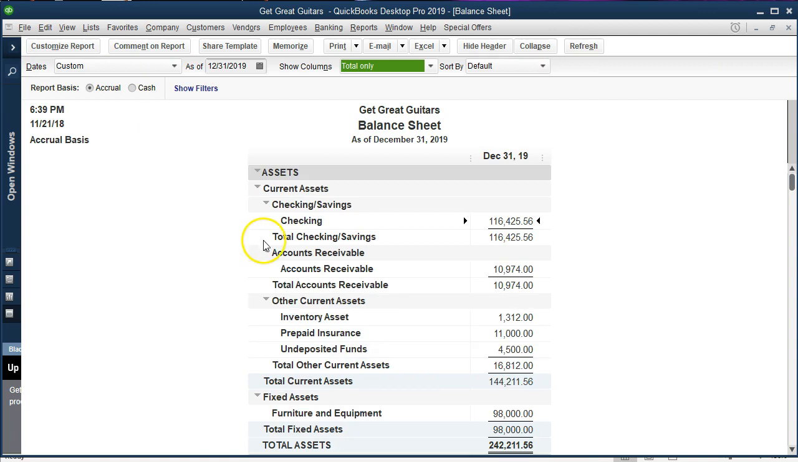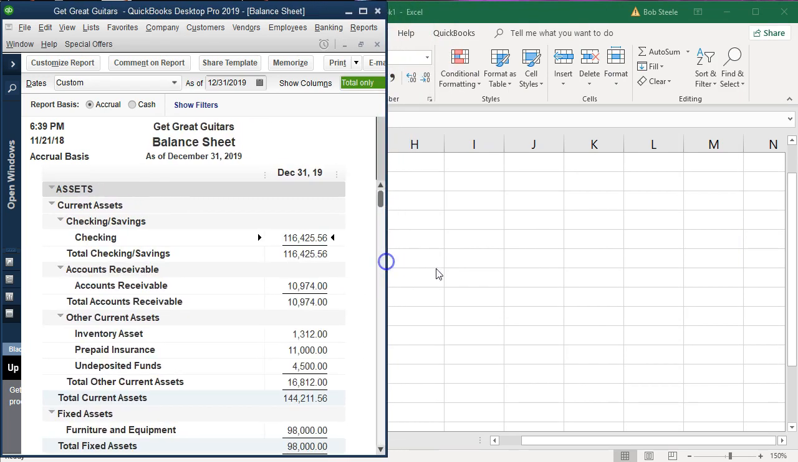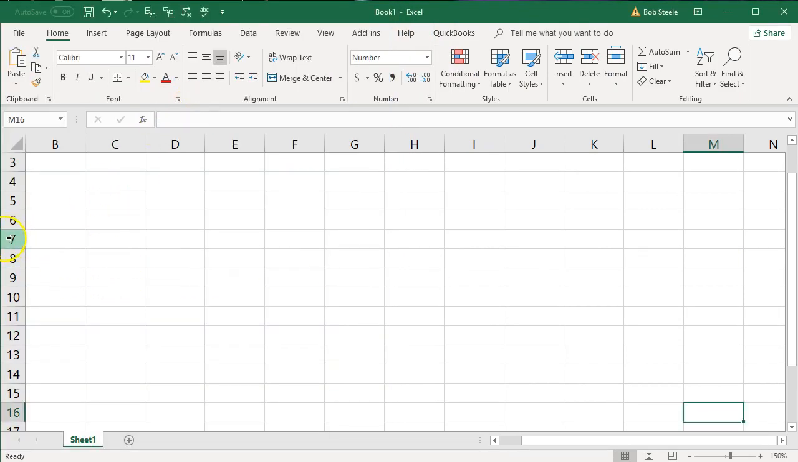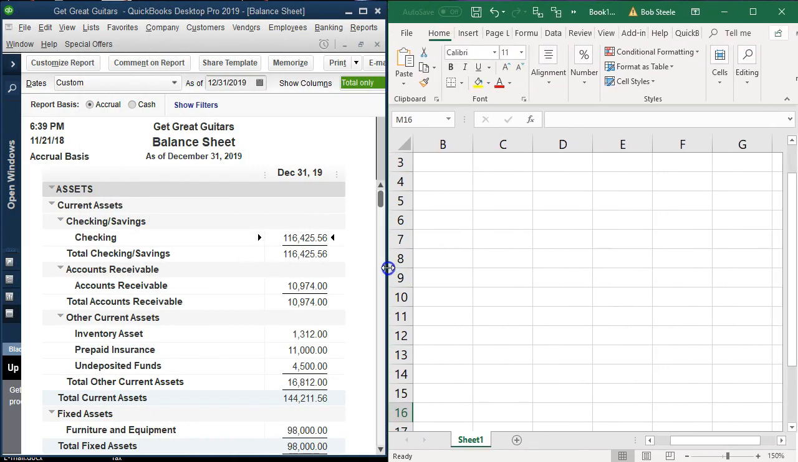And all we're going to do is go through this information and enter it into our worksheet. So I'm going to put this on the left and try to see these two things at the same time. We'll put this on the right so that we can see these two things. There they are side by side.